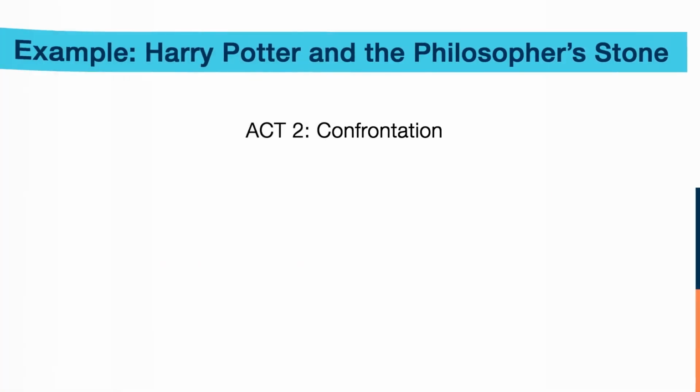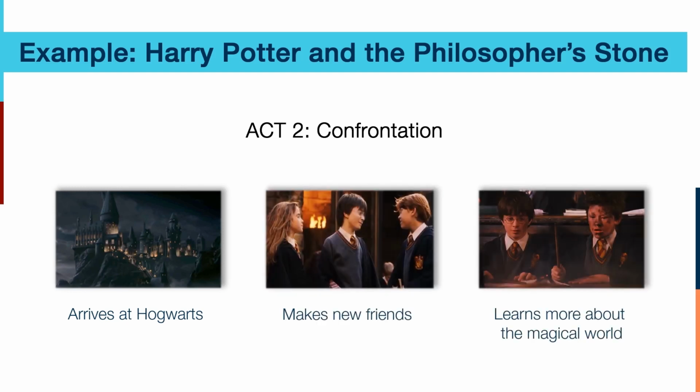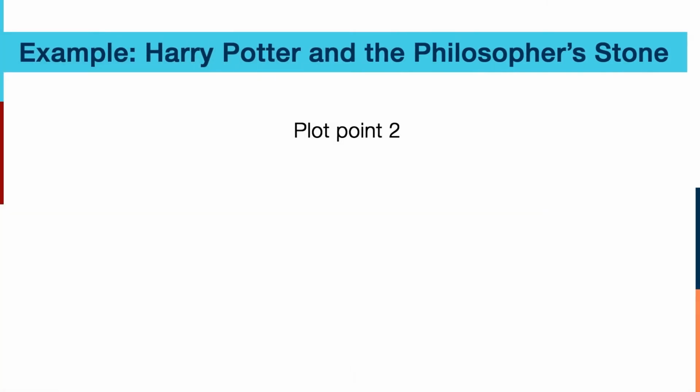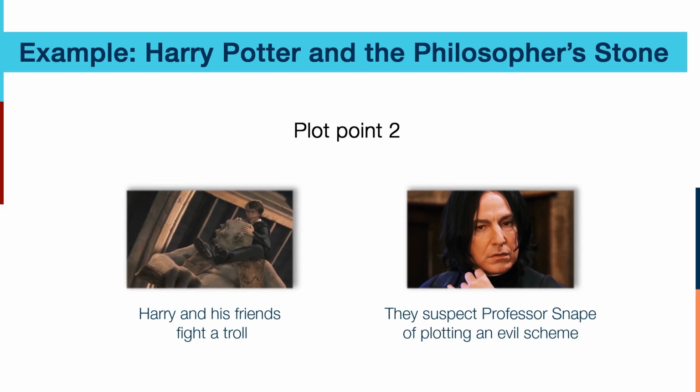Now, in Act 2, which is the confrontation part, Harry arrives at Hogwarts. He makes friends and learns more about the magical world. What is the plot point 2 here? Which is going to transition from confrontation to the final part 3, and that is Harry fights a troll and suspects Professor Snape of orchestrating a scheme to steal an important relic.